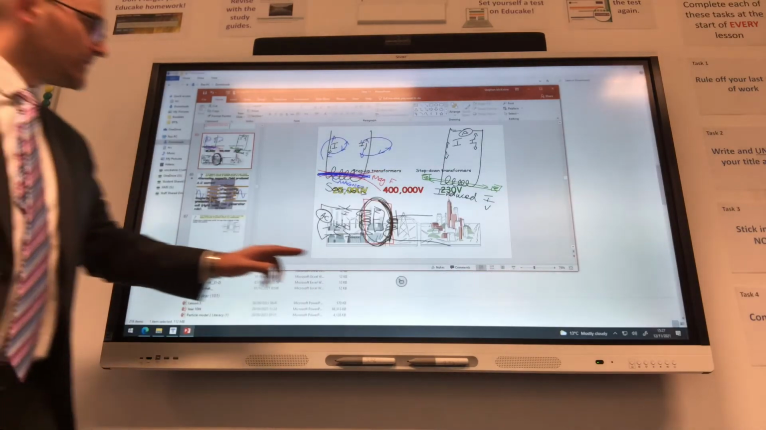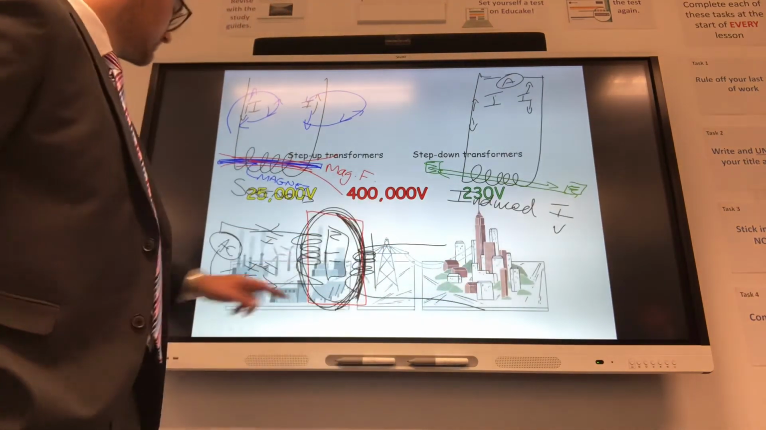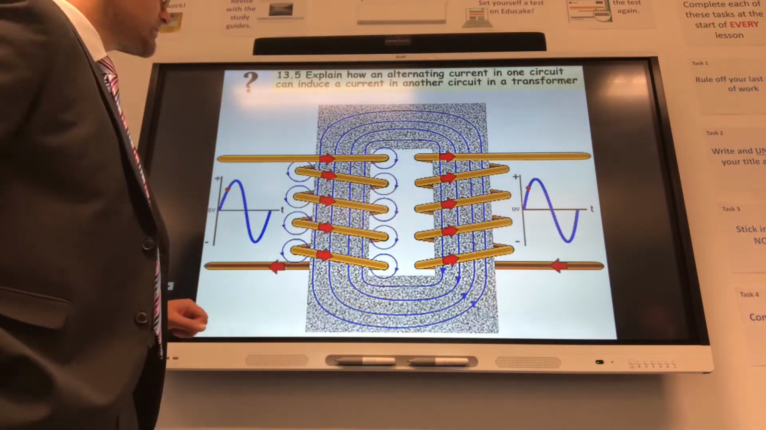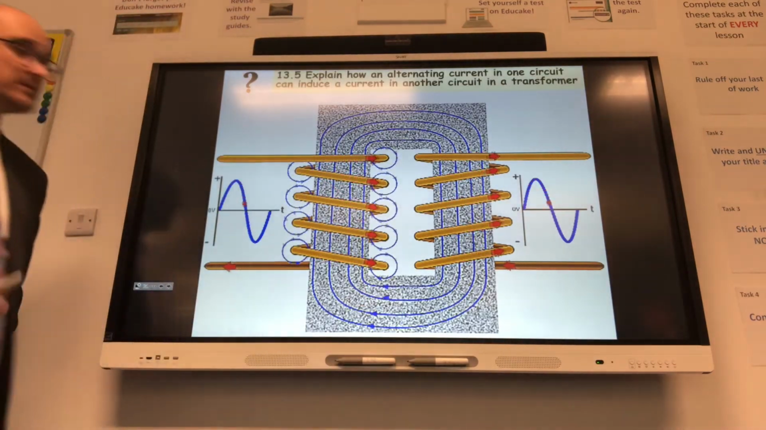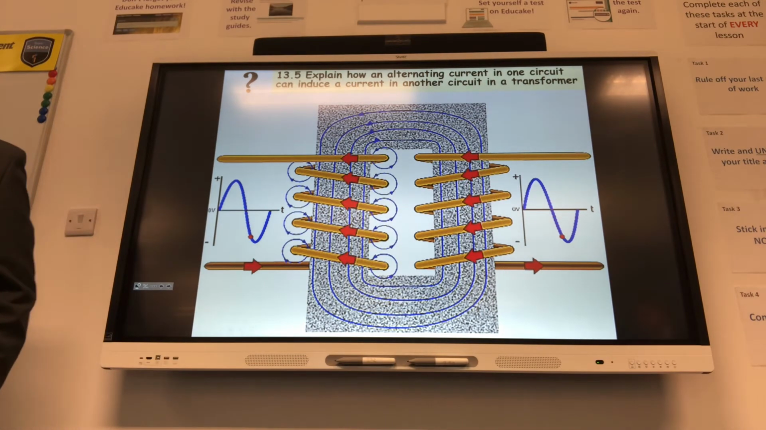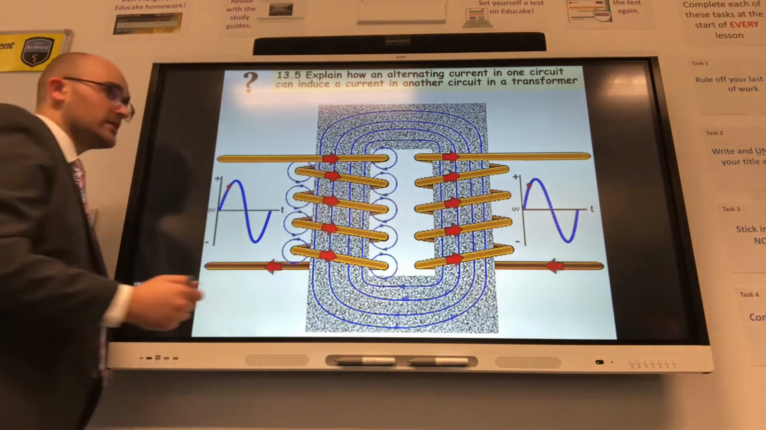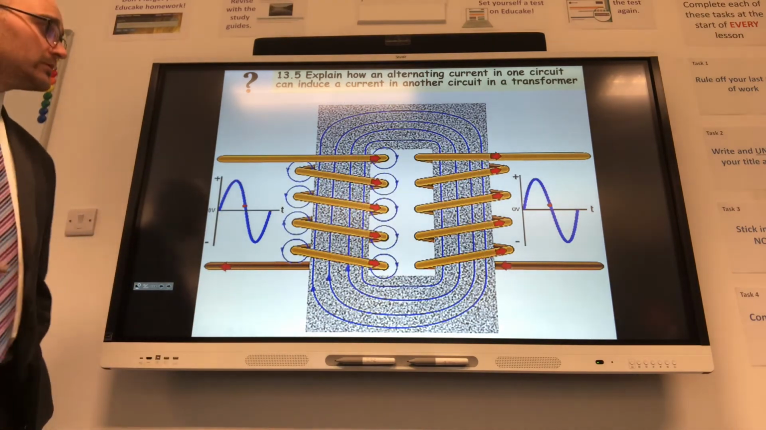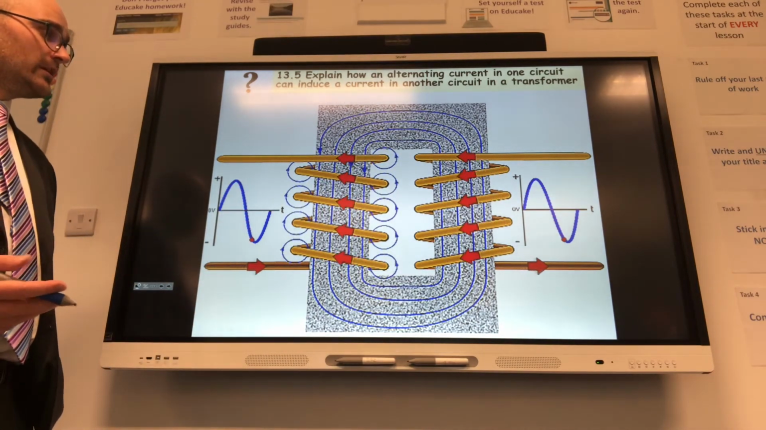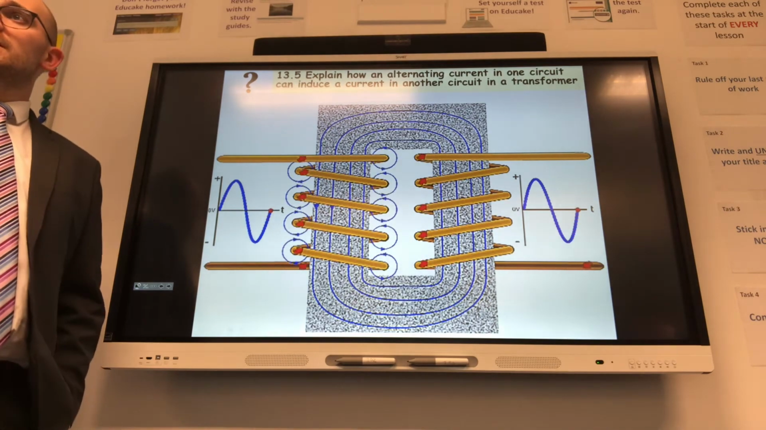Let's combine this all together into the big picture I gave you. Right, okay, so in this example, that's available online as well. The red lines are my current, the blue lines are my magnetic fields. Red lines are current, the blue lines are the magnetic field.